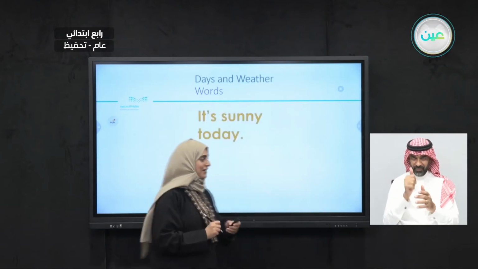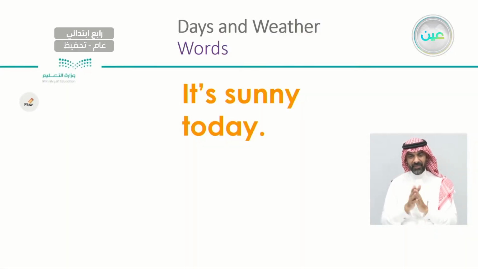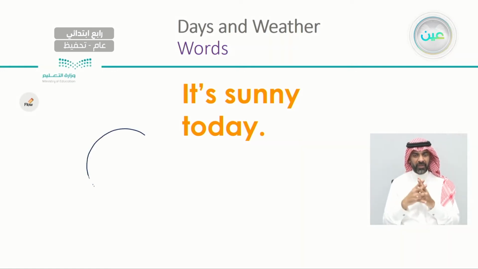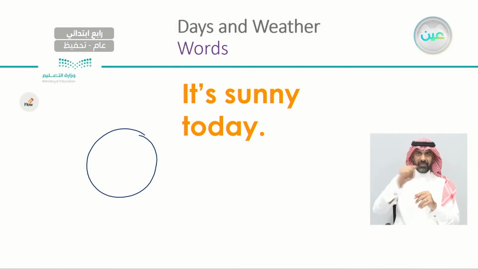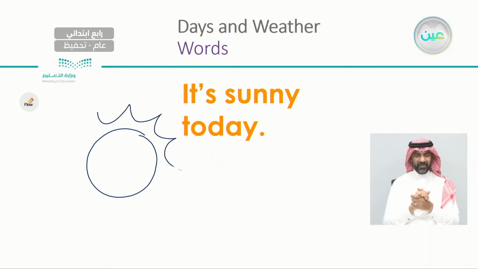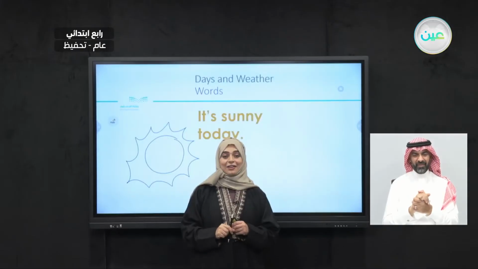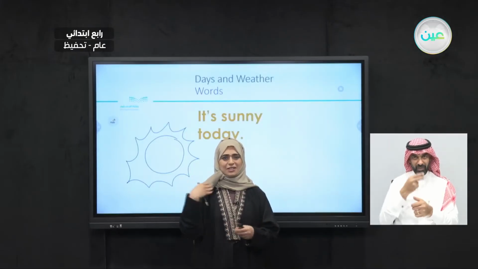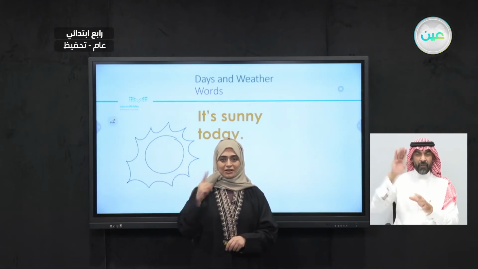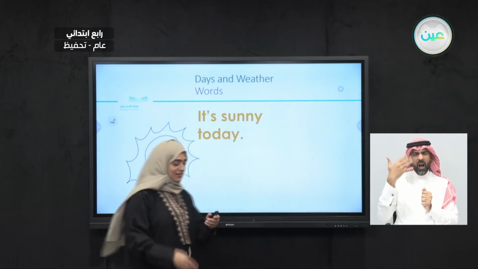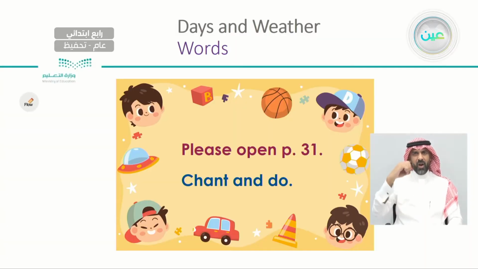Okay, it's fun to draw. Now it says here it's sunny today. No more clouds, and the sun came out. Sun looks like a circle, and it's bright. So this means that it's bright. Excellent. Do you enjoy drawing? I love drawing. Now, if it's sunny, how does it feel? Remember, we talked about how the air feels? It feels hot. Excellent. Now, open page 31.